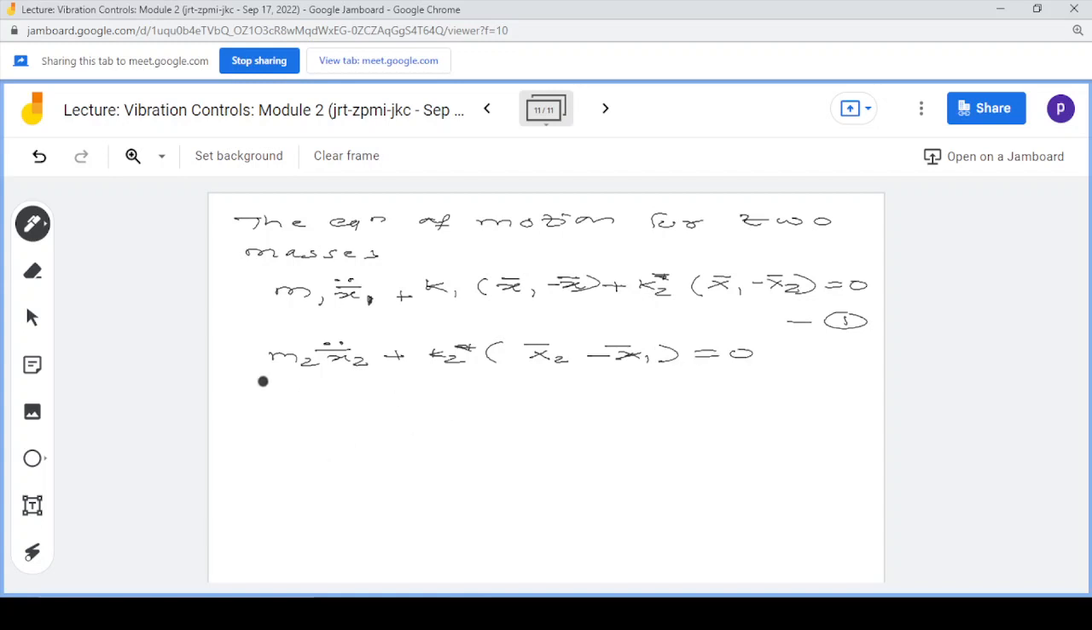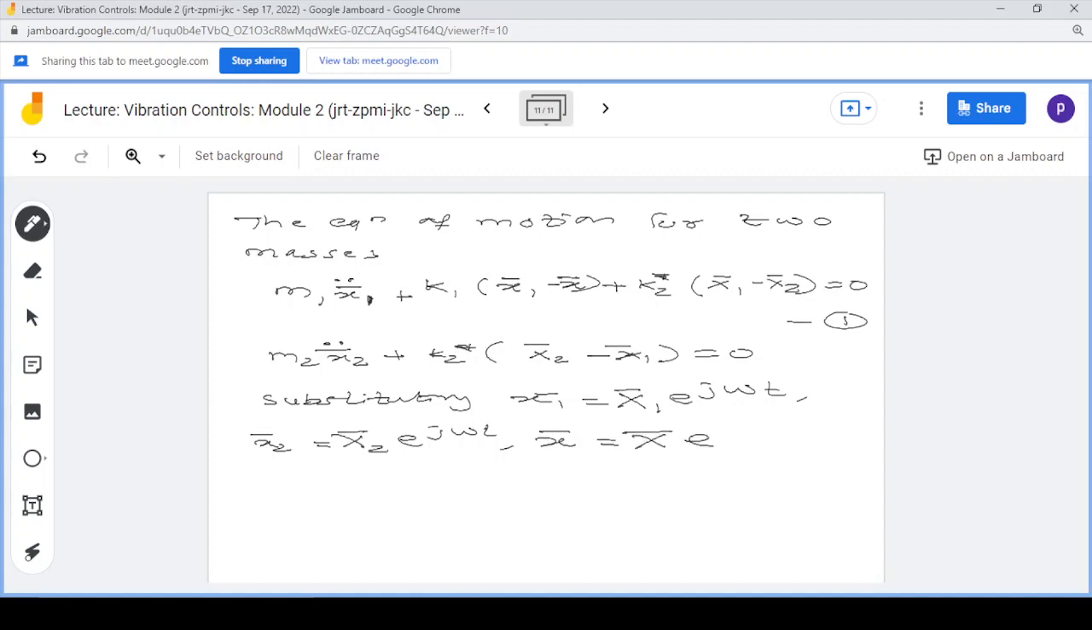Okay. Now we know what the x1, x2 are. So substituting this small x1 bar as x1 bar e raised to j omega t, x2 bar as x2 e raised to j omega t, and x bar as capital X bar e raised to j omega t in the above two equations. So what we are going to get, look at this.